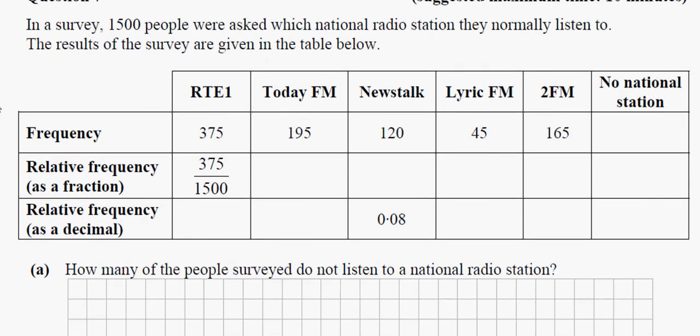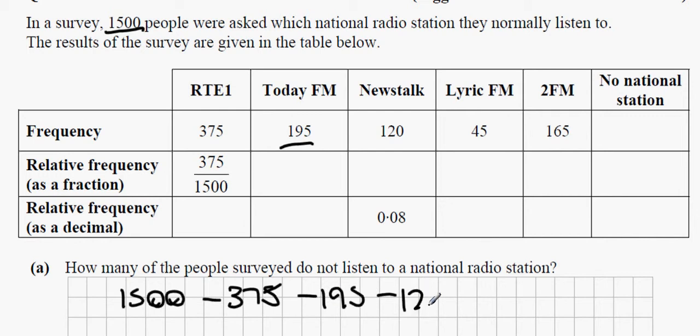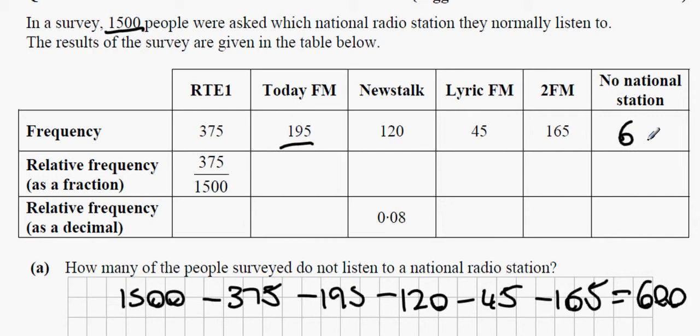So what we realise is 1,500 people are surveyed. So we get 1,500 people. We take away 375 for RTE 1, we take away 195 for Today FM, take away 120 for Newstalk, 45 for Lyric, and 165 for 2FM. So just put this directly into the calculator, and what we get is 600 people. Okay, so 600 people had no national station.